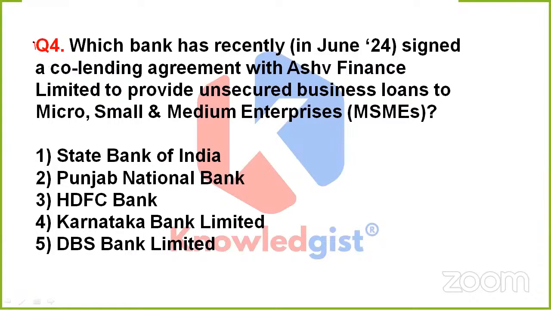So now, coming to the next question, which is asking, which bank has recently signed a co-lending agreement with Ashwa Finance Limited to provide unsecured business loans to micro, small and medium enterprises? So the question is asking the name of that bank. What has it done? It has signed a co-lending agreement with Ashwa Finance Limited so as to provide unsecured business loans to MSMEs. So is it State Bank of India, Punjab National Bank, HDFC Bank, Karnataka Bank Limited, or option 5, that is DBS Bank Limited?